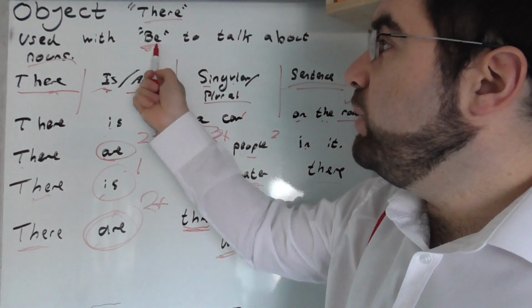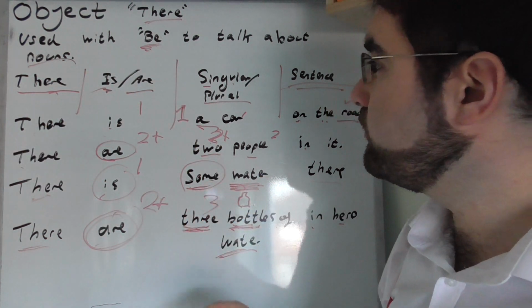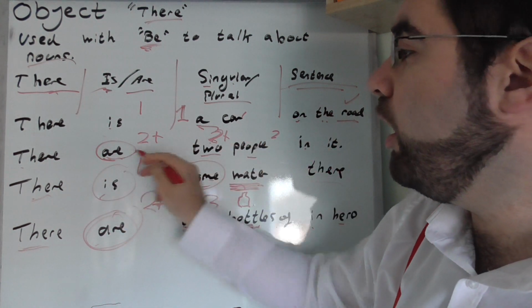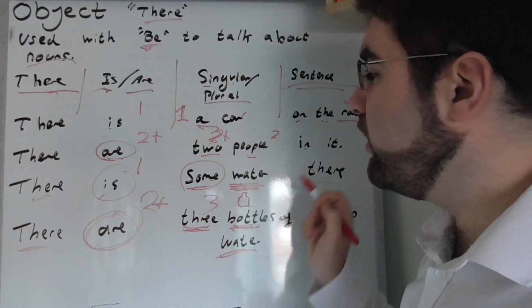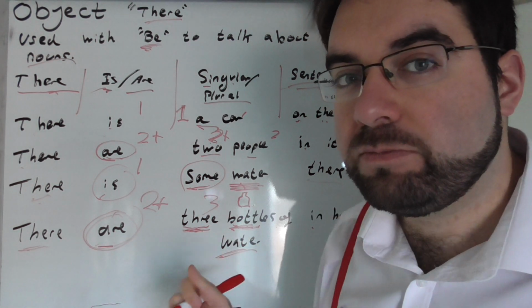Yes, so we can use be with "there" to talk about objects. There is a car on the road. There are 2 people in it. There is some water there. There are 3 bottles of water in here.